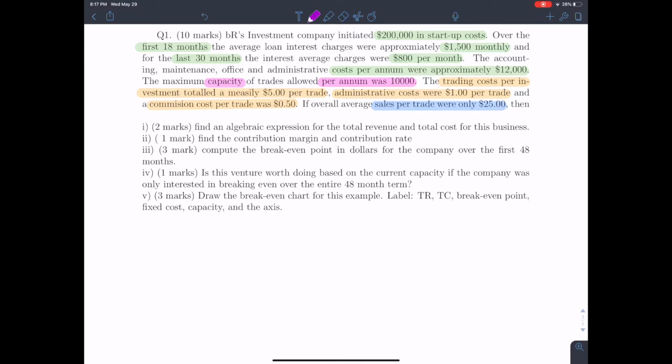Okay, so now I do see that they give me the capacity per year, which is 10,000. I have trading costs per investment totaled, so $5 per trade. Admin costs were $1 per trade, and commission is 50 cents per trade. Sales per trade were $25. So based on this, I can see that I have variable costs given, and I have the selling price given per trade.